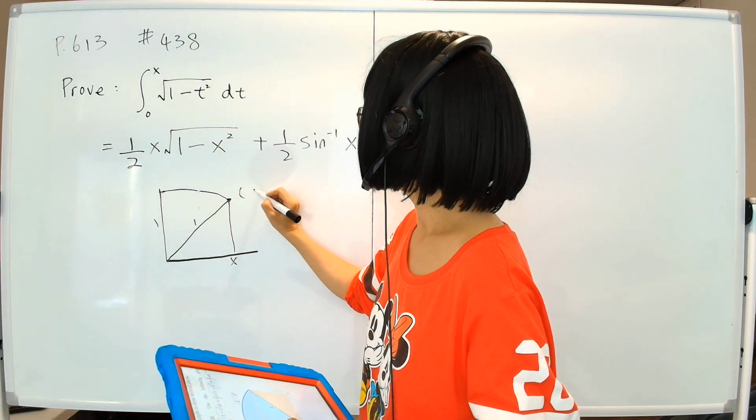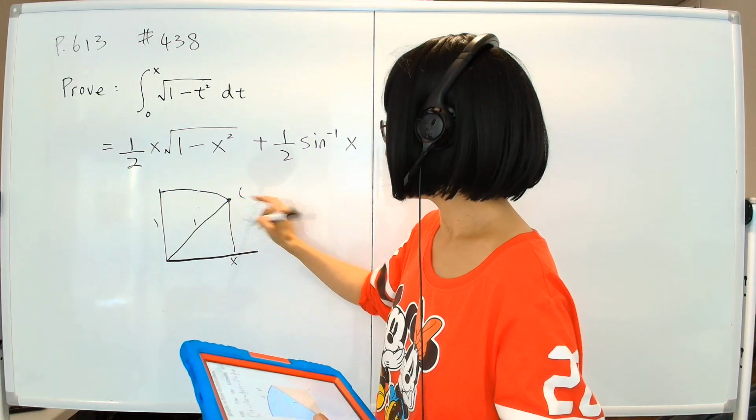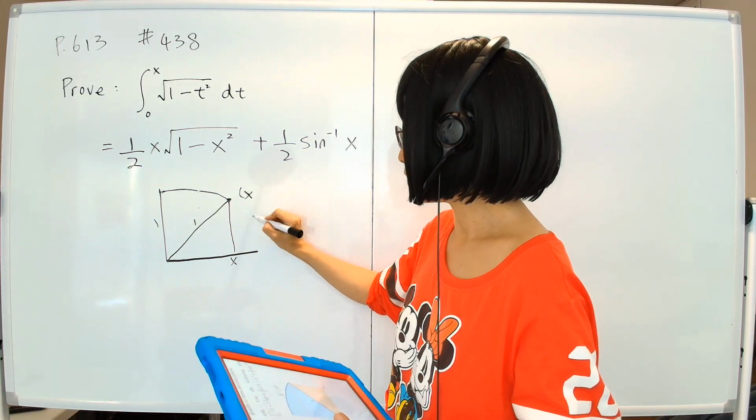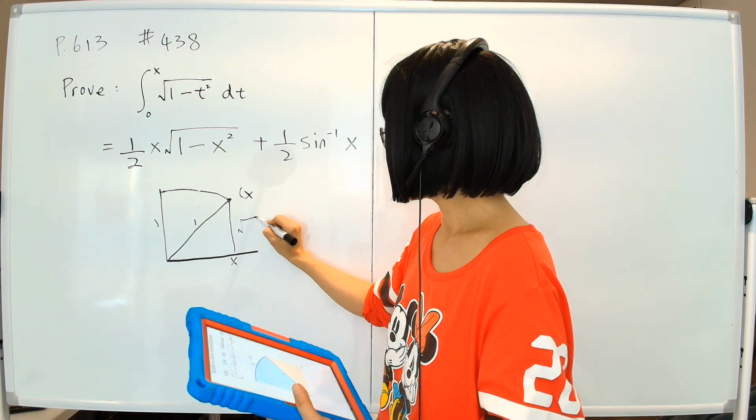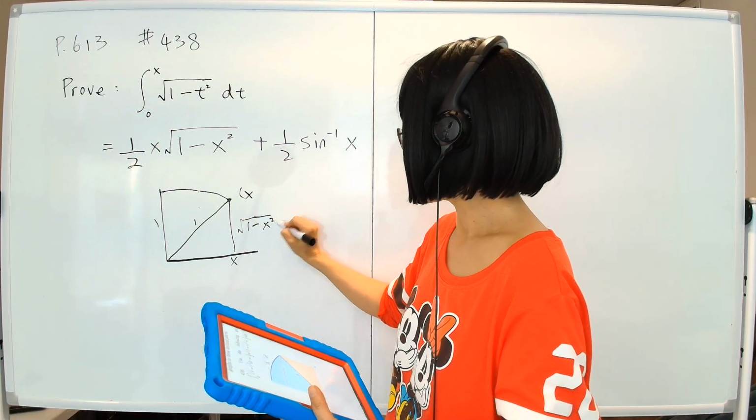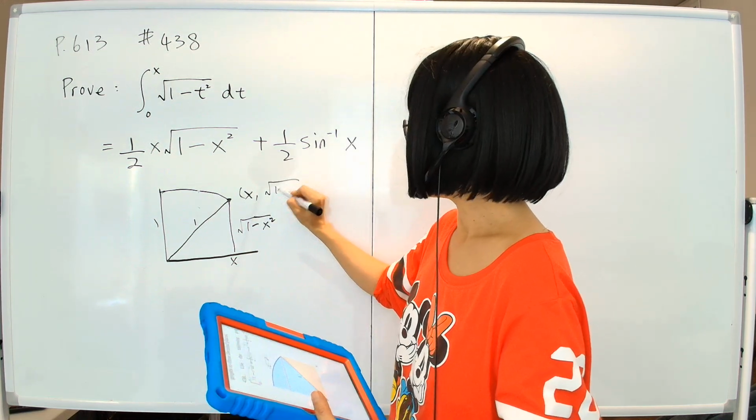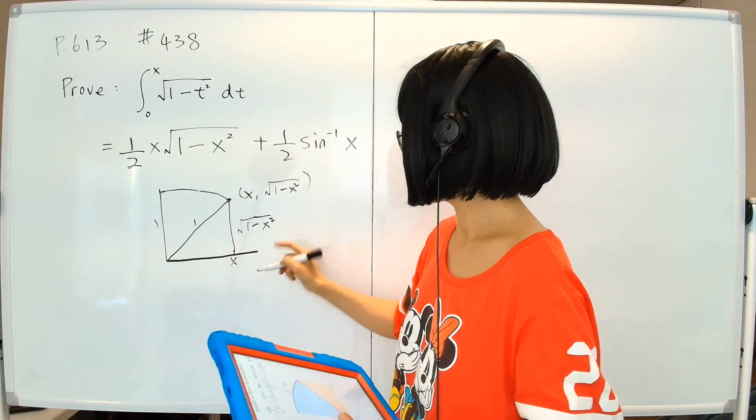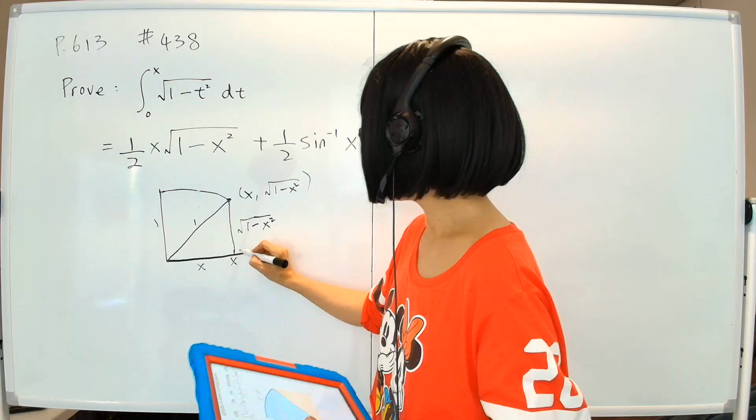If this point is x, then the y value of this point's coordinate is the square root of 1 minus x squared, which is this height. So the height here is the square root of 1 minus x squared, and the width here is just x.